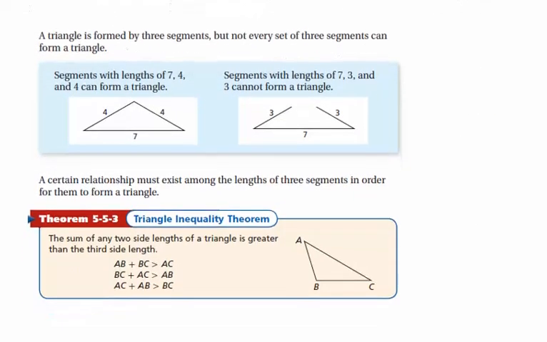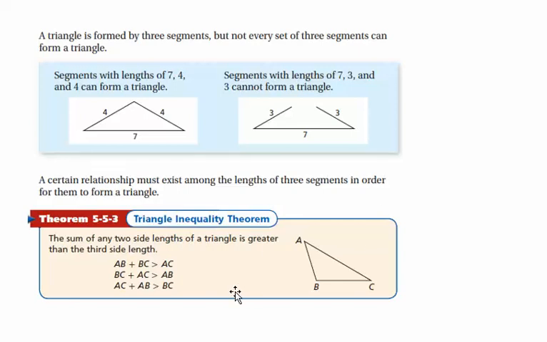All right, next we're going to look at what's possible to have a triangle. What do the side lengths have to do? A triangle is formed by 3 segments, but not every set of 3 segments can be a triangle. So this one works, 4, 4, and 7. But 3, 3, and 7 don't work. They wouldn't connect. These two sides would not connect.